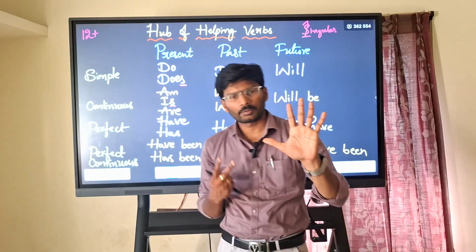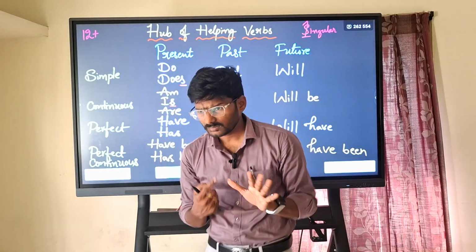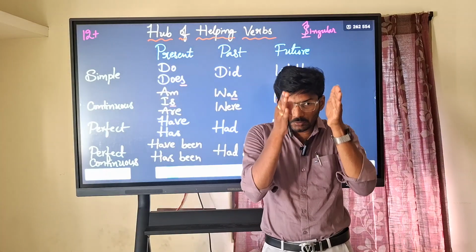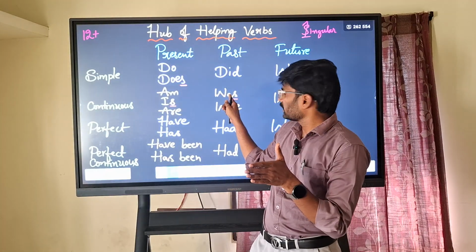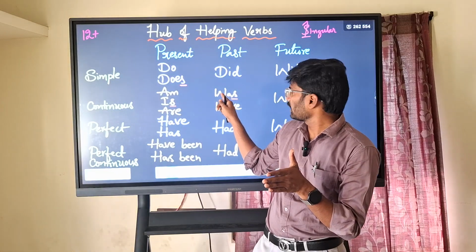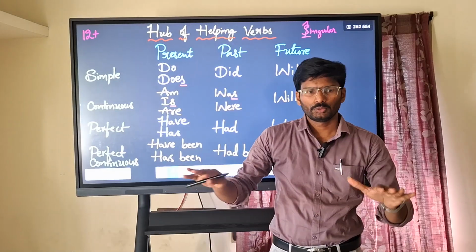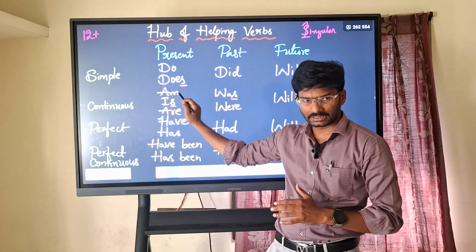There are seven pronouns. How many? I, you, we, they. These are plural pronouns, except in this case. In this case, I becomes singular actually. The remaining are all plural. You can always remember because of am.